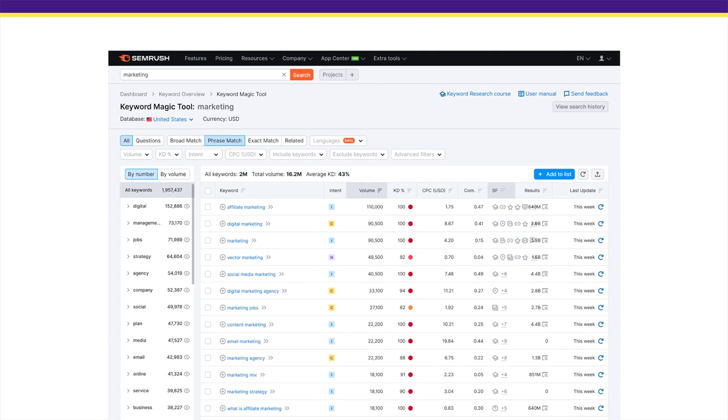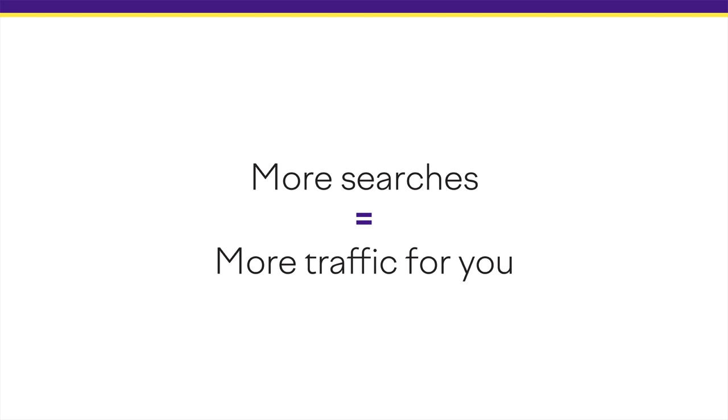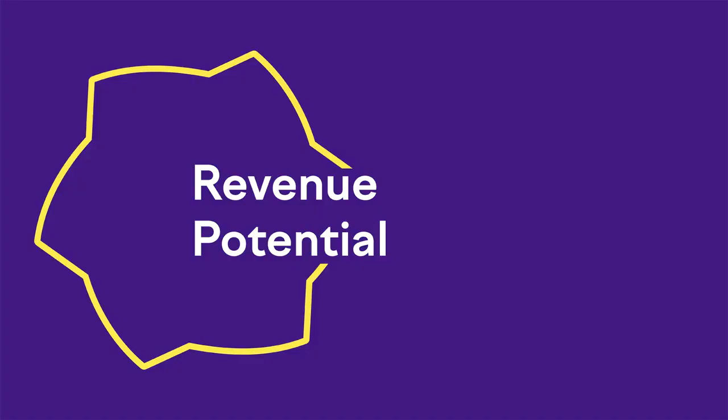This will bring up keywords that have the most monthly searches, and you can scroll down the list from there. In general, more searches equals more potential traffic for you. So if a keyword has high search volume and low competition, that usually makes it a winner. But there's still one last factor to consider: revenue potential.